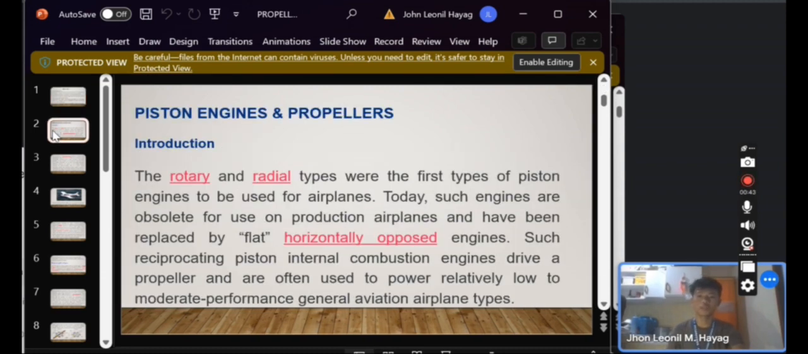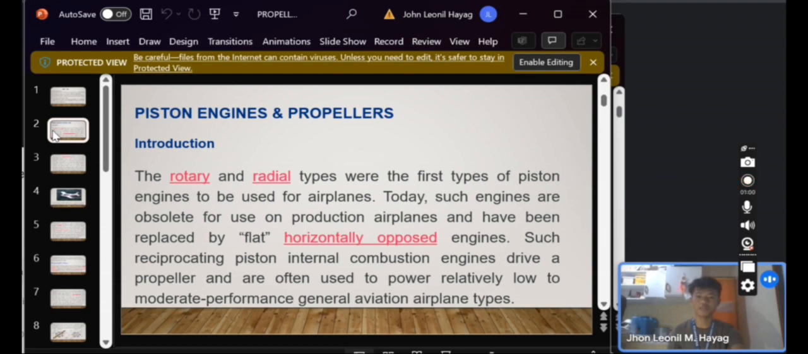Piston engines and propellers. Introduction. The rotary and radial types were the first types of piston engines to be used for airplanes. Today, such engines are obsolete for use on production airplanes and have been replaced by flat, horizontally opposed engines.